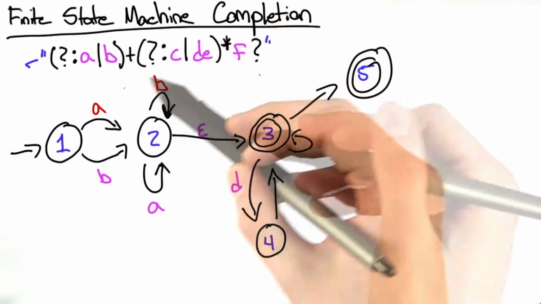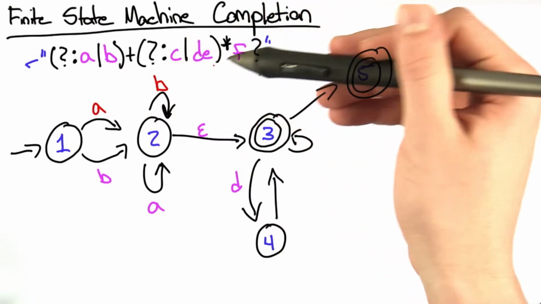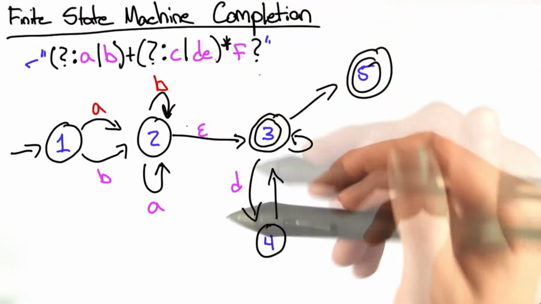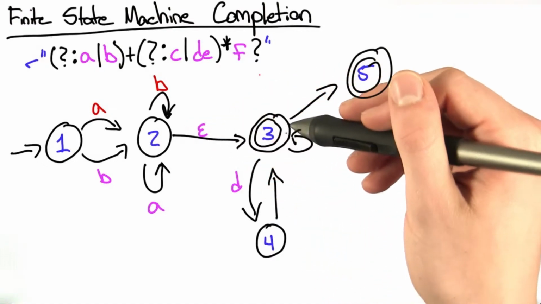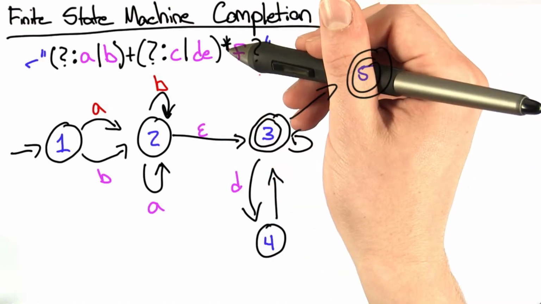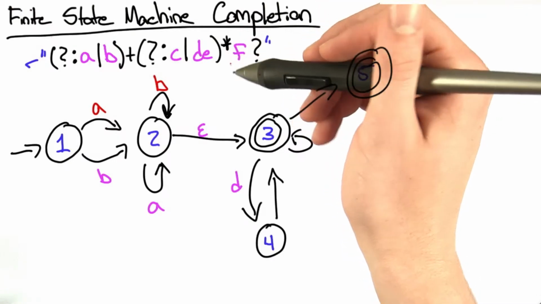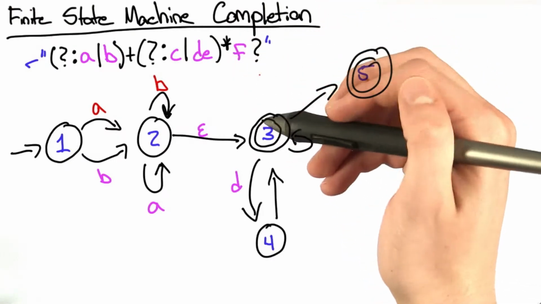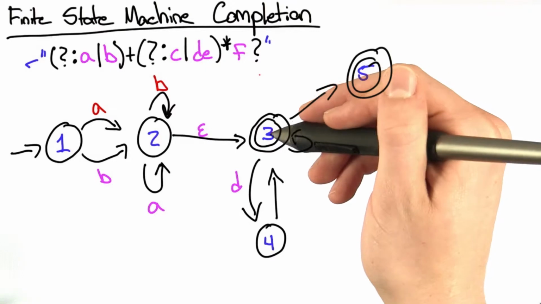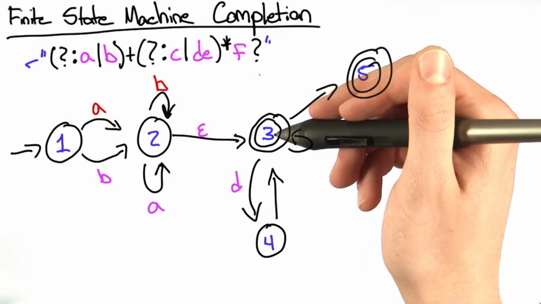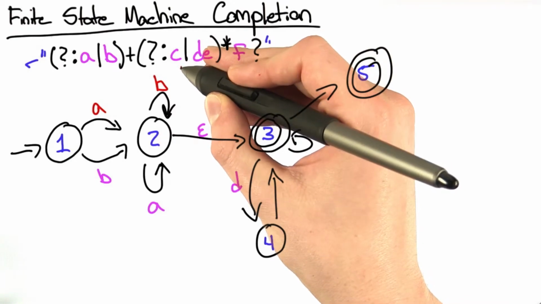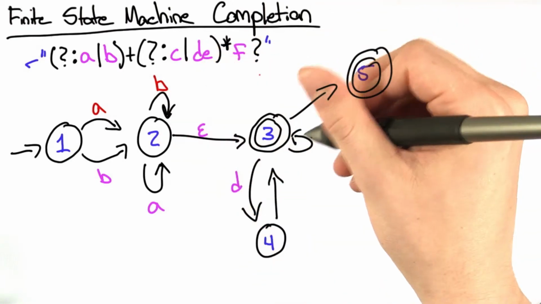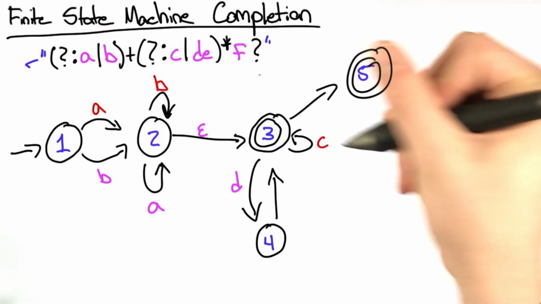A's and B's. The next portion is the C, D, E business, and we see in our partially finished finite state machine, we take an epsilon transition to 3. This is 0 or more matches, and the F is optional, so at this point, it is possible to finish in an accepting state. However, we can have as many C's as we want and then still finish. So this loop right here is probably a C.